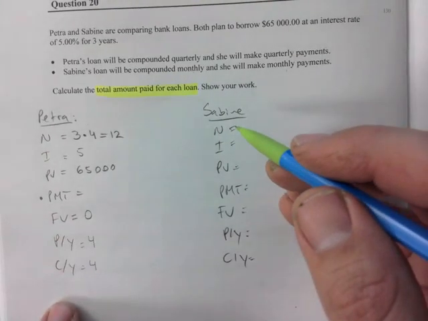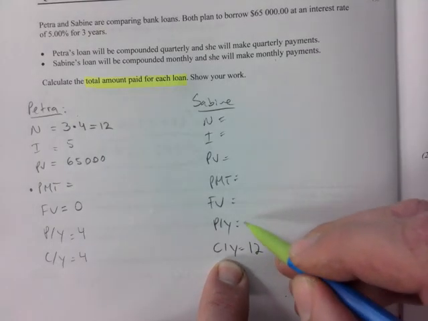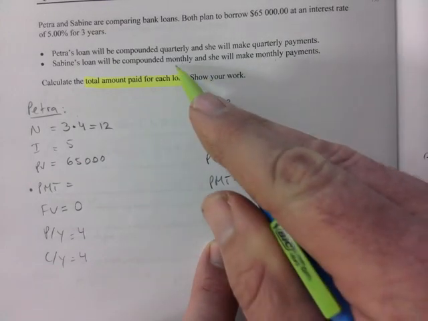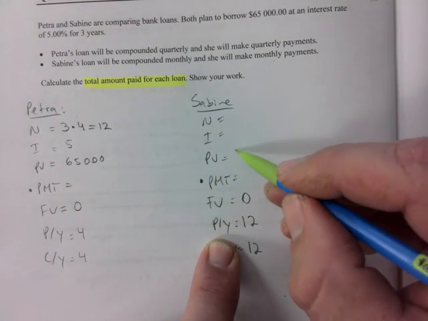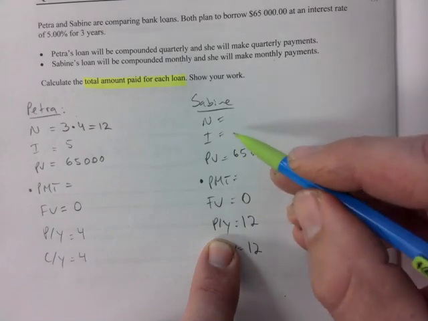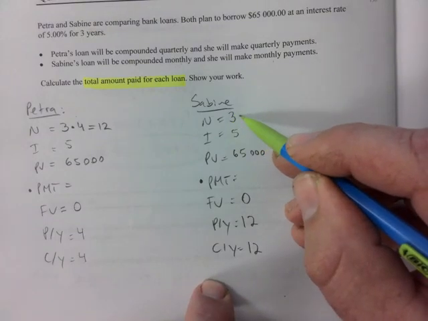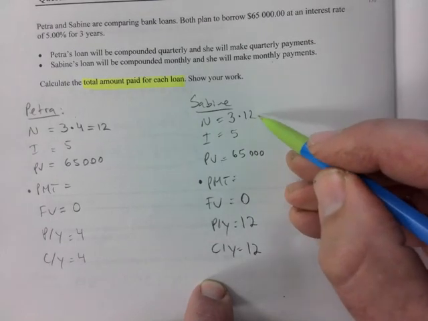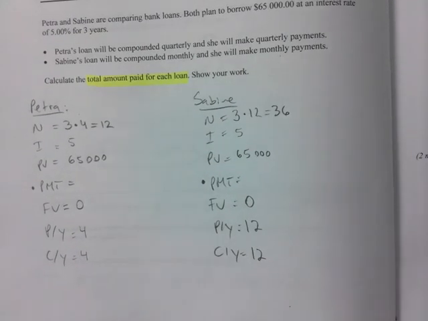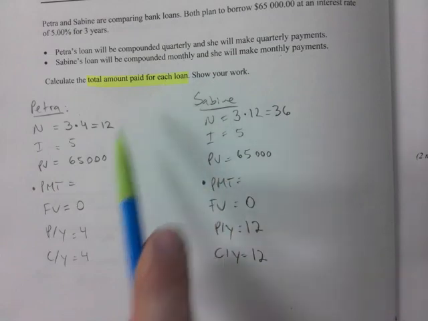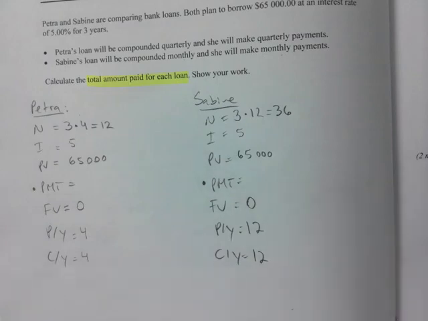Before I fill this out on my calculator, I'm going to go with Sabine here. Compounded monthly. The payments are monthly, right? In this case, they match. Future value is still 0. We'll figure out the payment. 65,000 is also being borrowed at 5% over 3 years. But in this case, it's 3 times 12, yes. So let's do each at a time. So if you think about it, that's the only way to figure out how much you paid for each loan is to figure out their payment first, and then we'll figure out how much was paid for the loan.